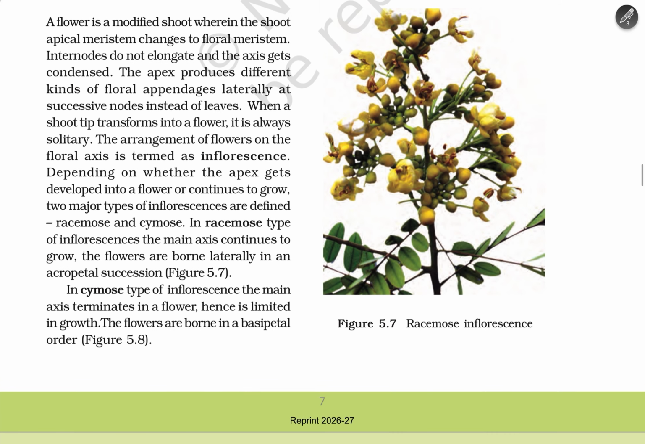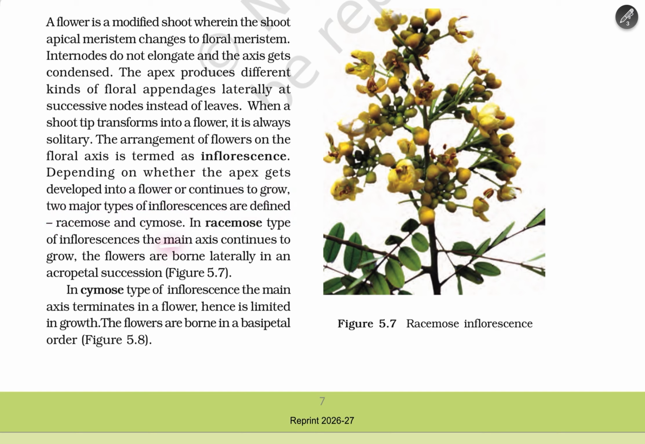Inflorescence. A flower is a modified shoot wherein the shoot apical meristem changes to a flower meristem. The internodes do not elongate and the axis gets condensed. The apex produces different kinds of floral appendages laterally at successive nodes instead of leaves. When a shoot tip transforms into a flower, it is always solitary. The arrangement of flowers on the floral axis is termed inflorescence. Depending on whether the axis gets developed into a flower or continues to grow, two major types of inflorescence are defined, that is racemose and cymose.